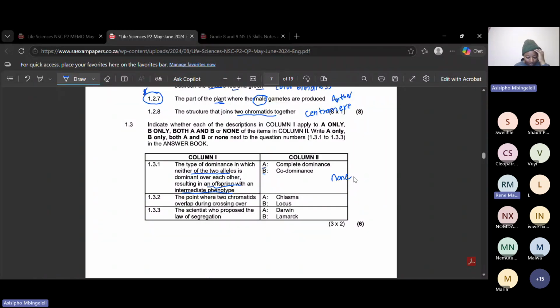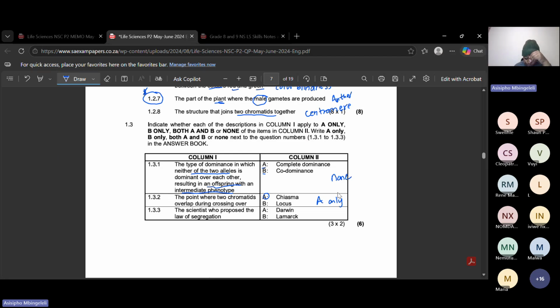All right. Then 1.3.2, the point where 2 chromatids overlap during crossing over, it should be A only. I'm just double checking. Yes, A only. So that's the chiasma, when 2 adjacent chromatids cross over during the process of crossing over. And then locus is a position of a gene in a chromosome. So B is 100% incorrect. So our answer is A only there.